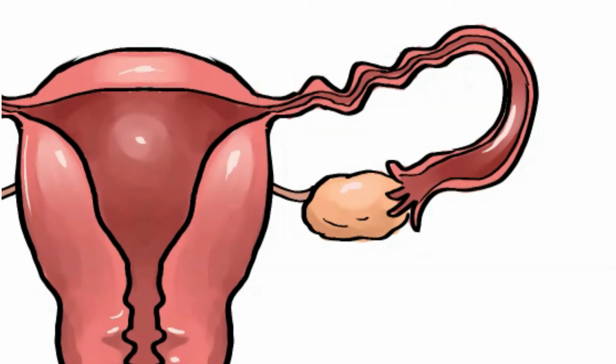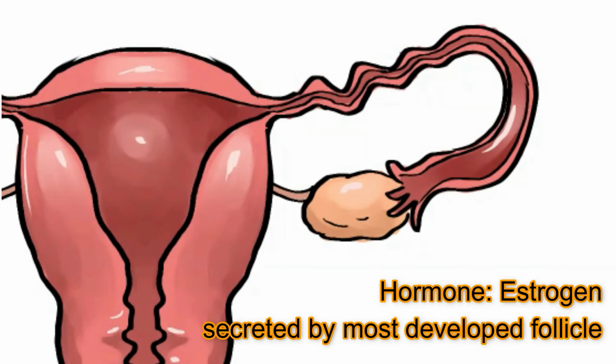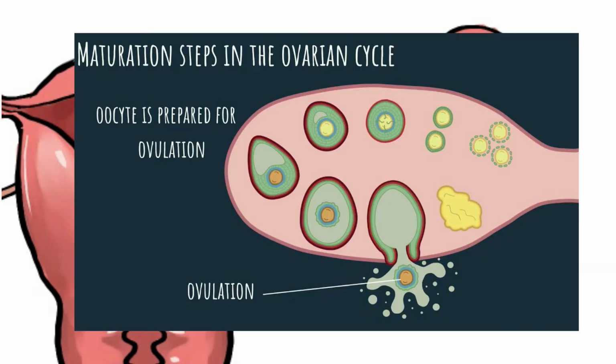The FSH stimulates the growth of the most developed follicle by triggering it to secrete its own estrogen. This estrogen triggers the anterior pituitary gland to produce more luteinizing hormone to finish maturing the follicle. The luteinizing hormone also stimulates the oocyte in the follicle to undergo meiosis. The mature follicle then pushes against the ovary wall, is ruptured, and ejects a single mature oocyte.